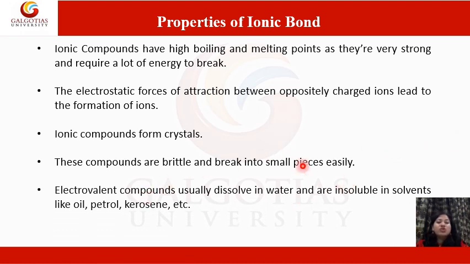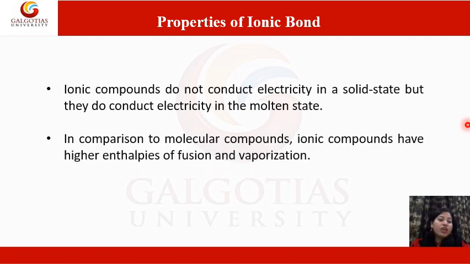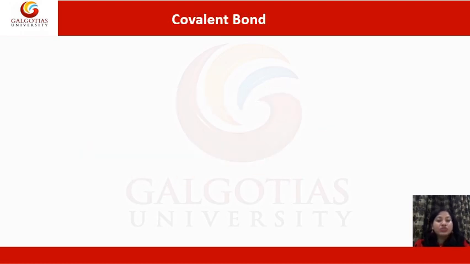Electrovalent compounds usually dissolve in water and are insoluble in solvents like oil, petrol, kerosene, etc. Ionic compounds do not conduct electricity in the solid state, but they do conduct electricity in the molten state. In comparison to molecular compounds, ionic compounds have higher enthalpies of fusion and vaporization.